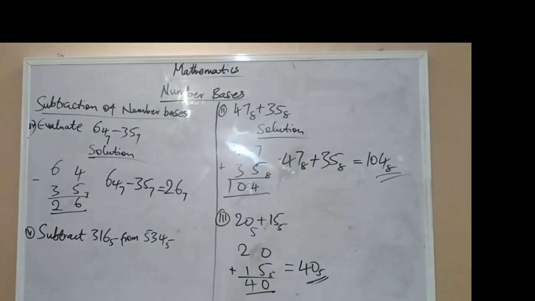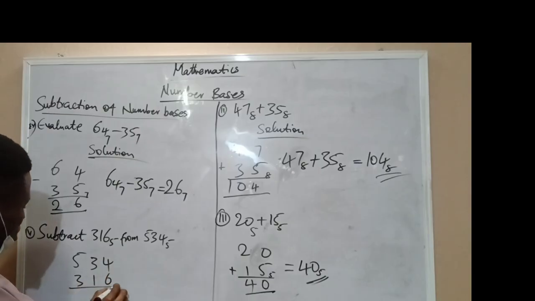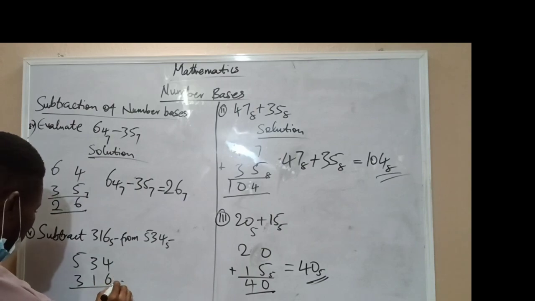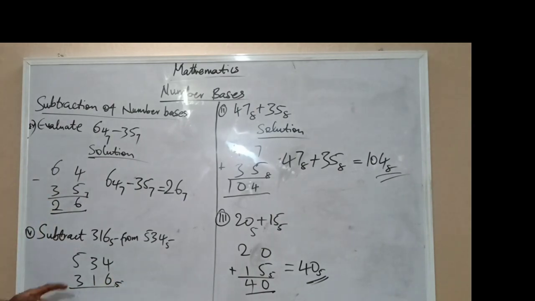This one will be easy now. You should remove this one from this one. Both of them are in base 5, so it won't be hard. This is 5, 3, 4. And this is 3, 1, 6. All in base 5. You should always remember that this is just the base, not part of the number. So now we go in base 5 and we are subtracting.